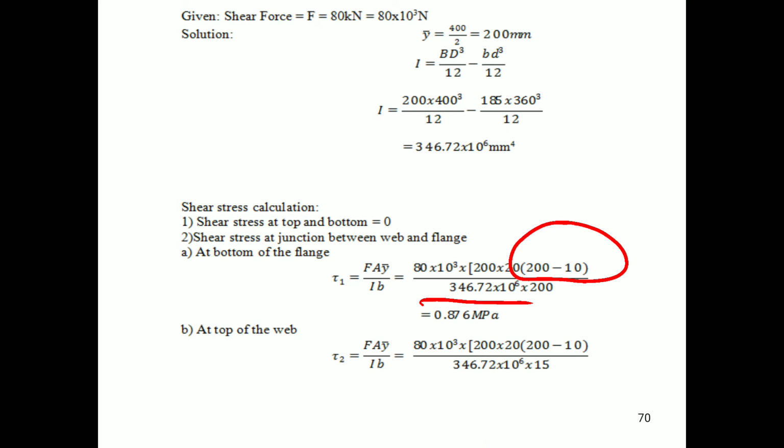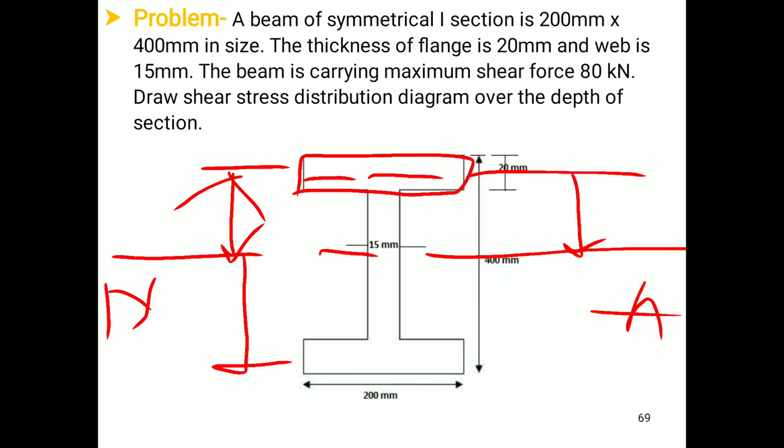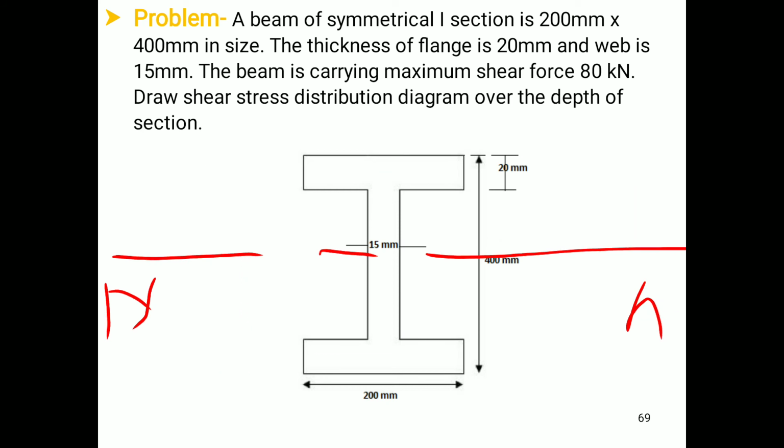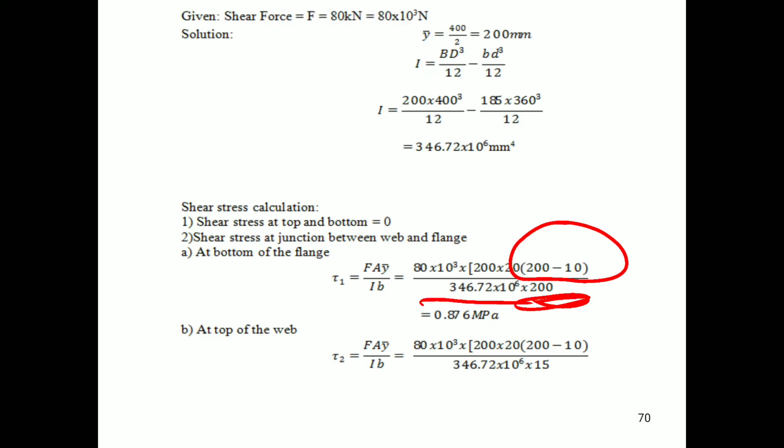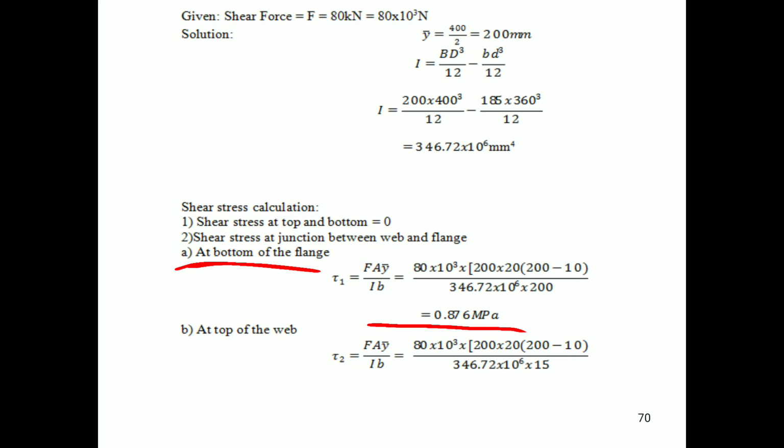It is already calculated for the entire section. And the width B is 200 mm because we have concentrated on the section which is above the line of consideration. So this width is 200 mm. Therefore, while putting in these values, we get the shear stress at the bottom of the flange equal to 0.876 megapascal.